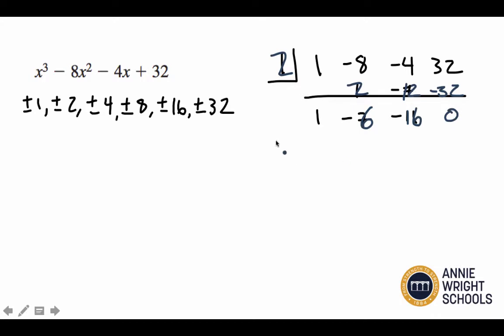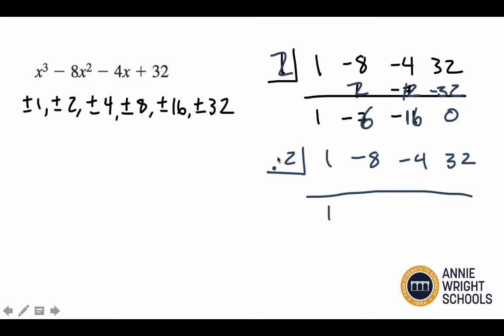Negative 32, 0. Let me just double check the math here. 2, 1, negative 8, negative 4, 32. I'm doing it again for you to see. Drop the 1. 2 times 1 is 2. Add these up, get negative 6.